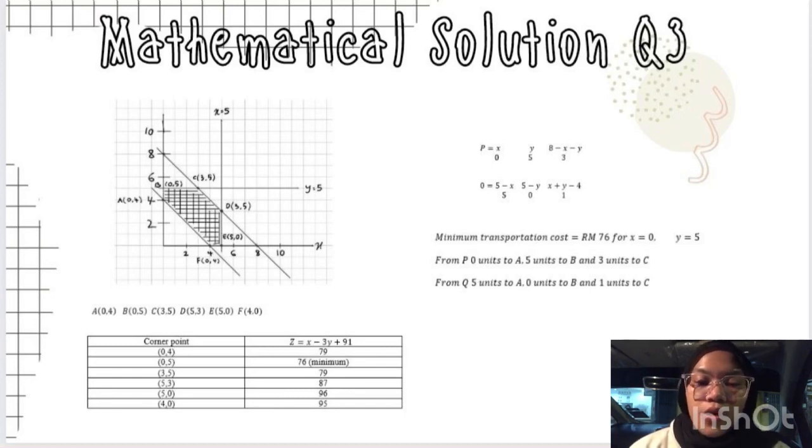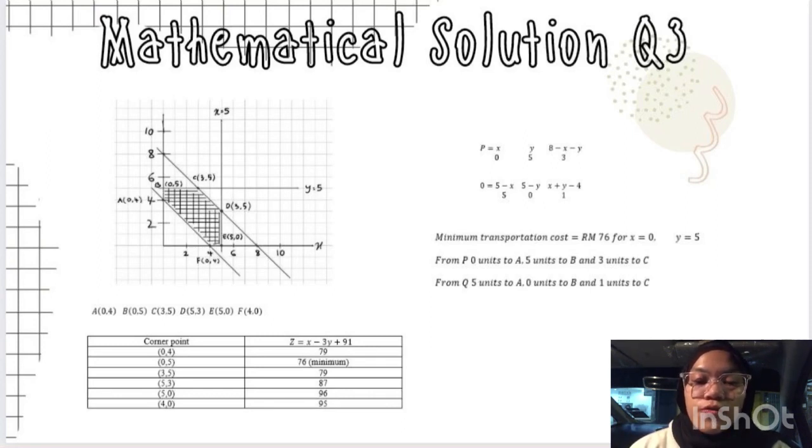Point A is (0, 4), B is (0, 5), C is (3, 5), D is (5, 3), E is (5, 0), F is (4, 0). Now to find the minimum point, we need to use the Z equation to get the total cost for the transportation. So we insert x and y using the corner points.